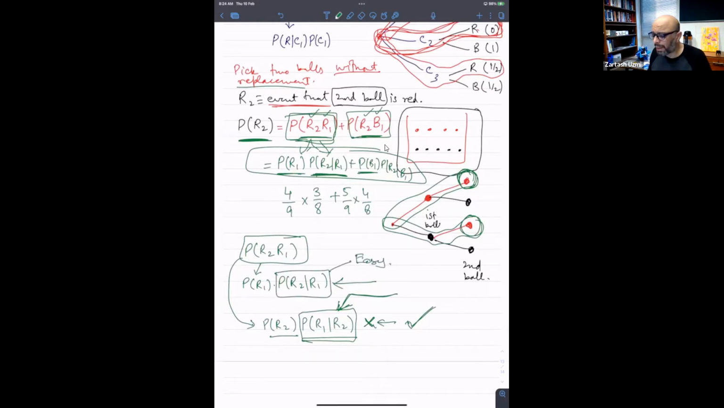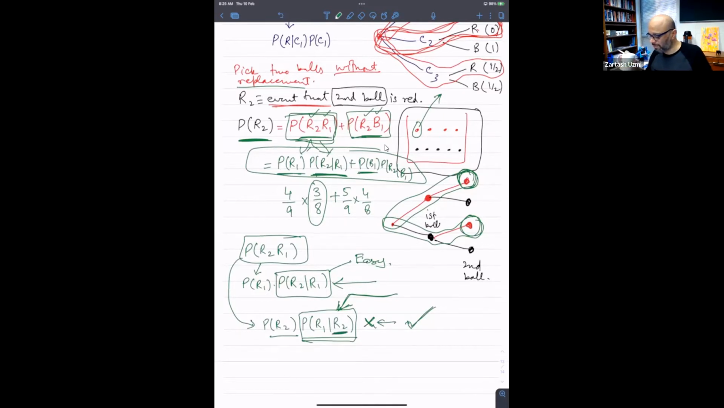Because R1 का मतलब है कि पहली बॉल आपने पिक की और वो रेड आ गई और उसको आपने अलग कर दिया, यहाँ से एक रेड को उठा के बाहर ले जाए, ठीक है? And then calculate R2, which is going to be 3/8, जो हमने यहाँ कैलकुलेट कर दिया है. लेकिन if I tell you that the second ball is red, अब मुझे ये नहीं पता कि पहली बॉल क्या थी. I told you this information that the second ball is red, find out what is the probability of R1.